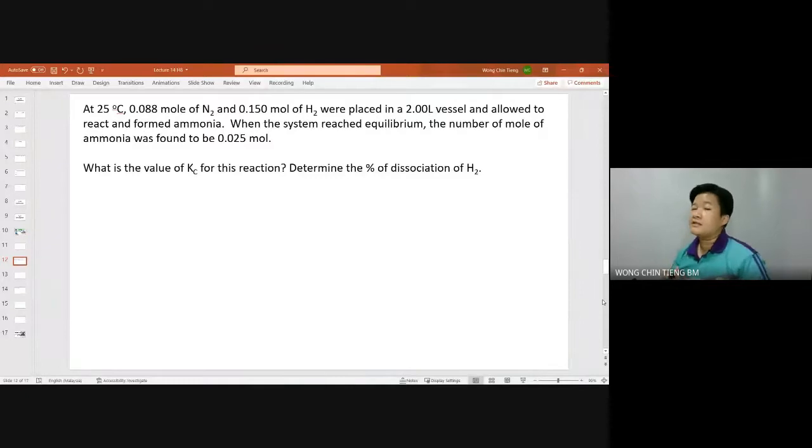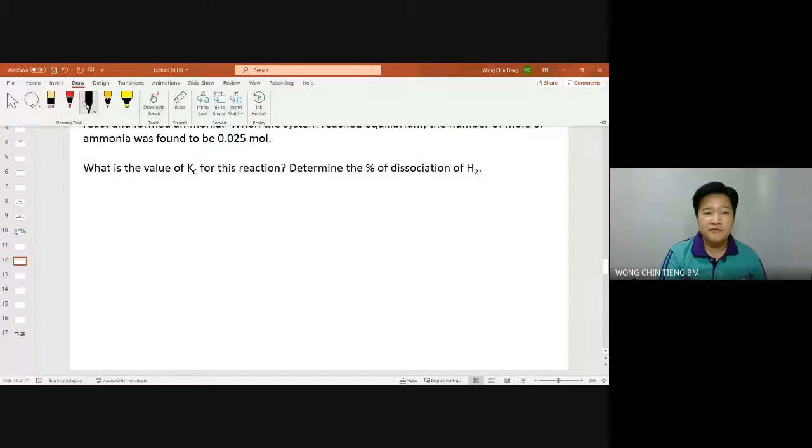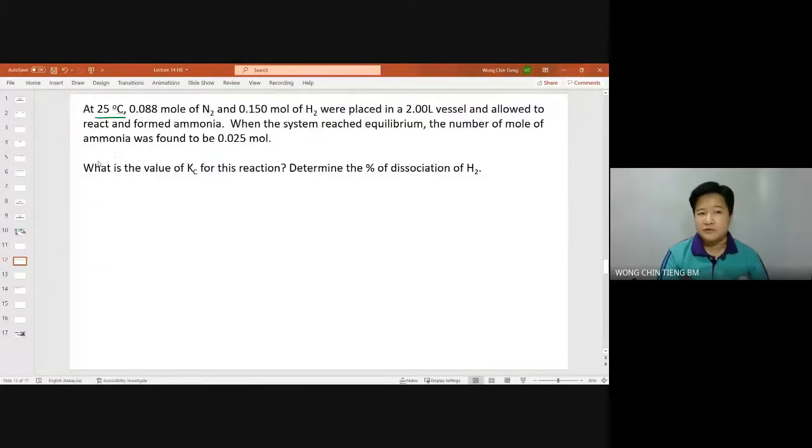Okay? Baca dulu. The question started off with, at 25 degrees Celsius, a series of number of mole is given. Sama macam tadi. Soalan baca memang nampak sama. Kita baca ayat pertama sahaja dulu. If you read the first question only, ada perkataan equilibrium?